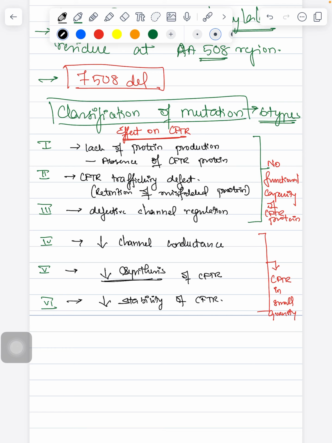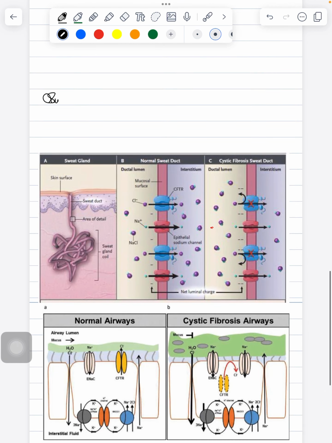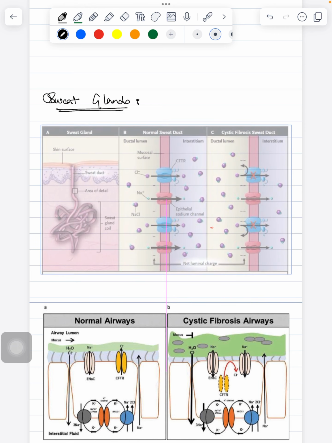Among the classification of mutation, the first 3 will not have any functional capacity of your CFTR protein, while the next 3 will have some quantity of CFTR protein expressed. Next, we will see the pathogenesis in the sweat glands. It is different in the sweat glands and in the respiratory pathway. In sweat glands, it is mainly acting in the chloride channel.